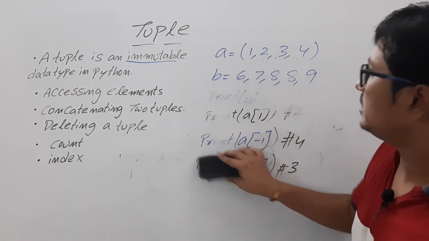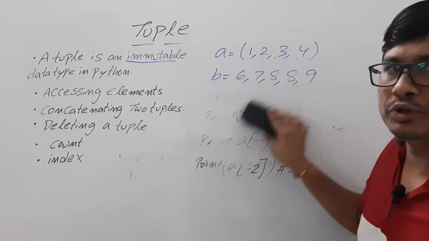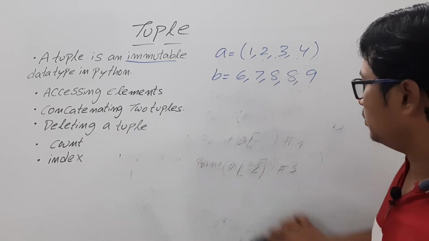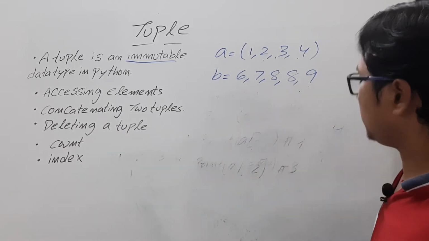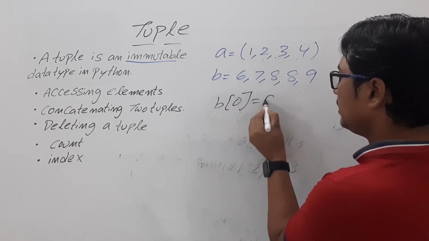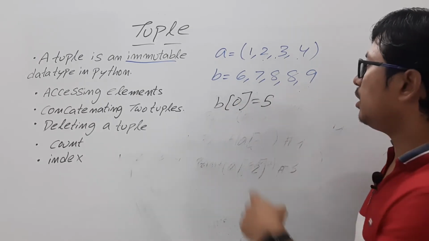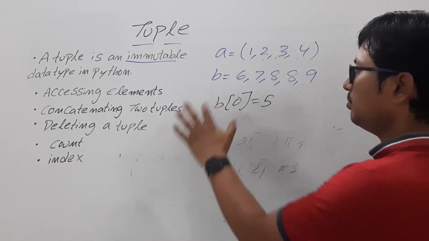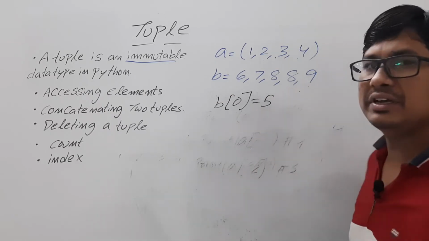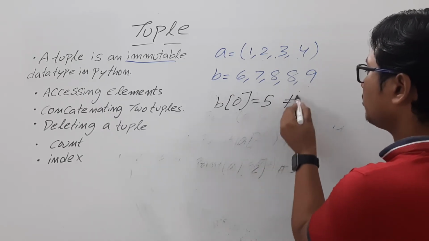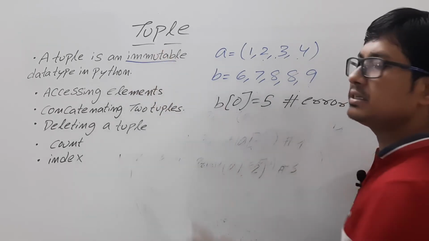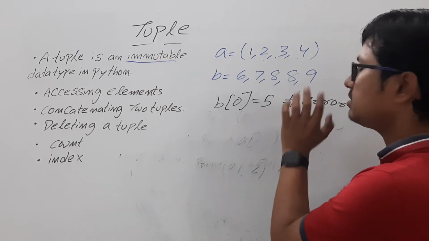Now, as I said, the tuple elements are immutable. We cannot change the elements which are there in the tuple. Suppose if I write a statement called b of 0 is equal to 5. Now what is the meaning? Now at the 0th index of the b, you have the value 6 and you are trying to modify it. Then it will give an error for you, because Python tuple elements are immutable. So you cannot change the elements.